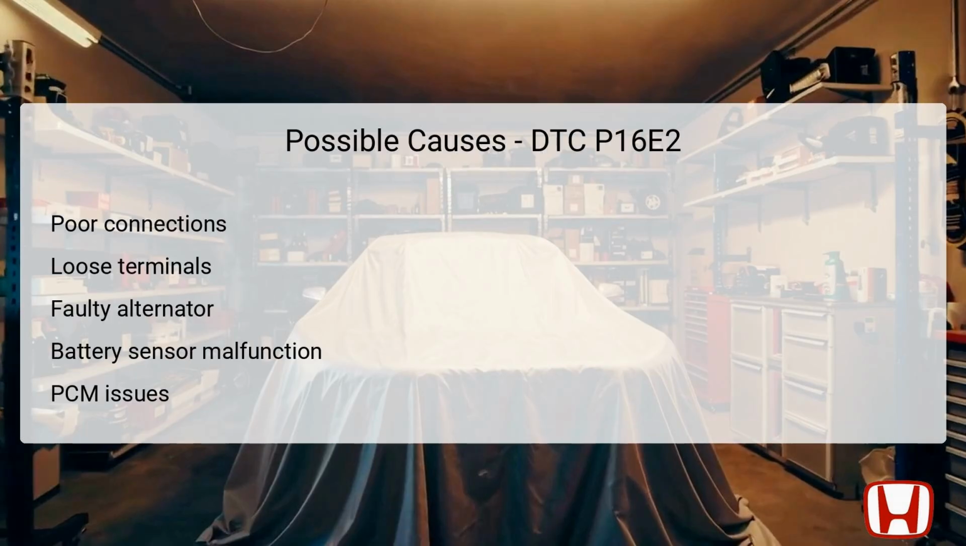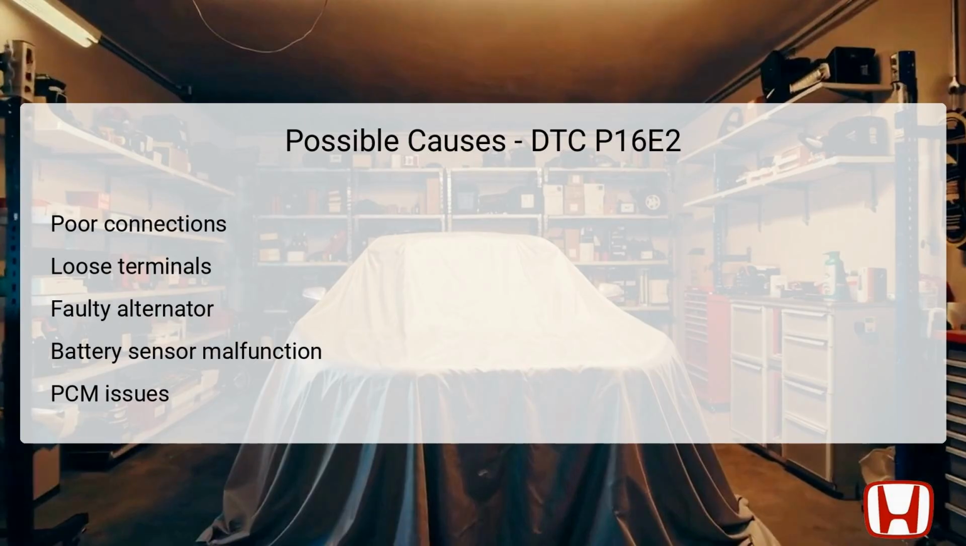Several underlying issues can lead to the DTC P16E2 error code. Poor connections often occur due to wear, corrosion, or improper installation, disrupting communication between the alternator, battery sensor, and PCM. Loose terminals can also create intermittent connectivity, leading to communication failures. Additionally, a faulty alternator may not correctly manage electrical supply, leading to insufficient power to critical components.